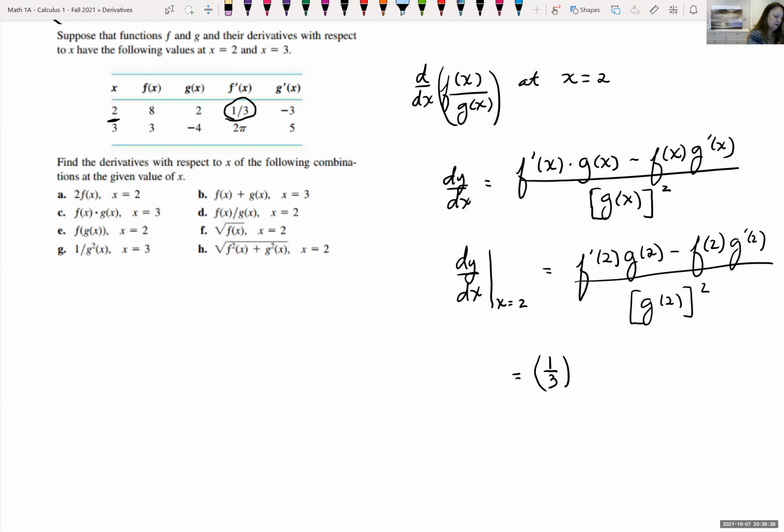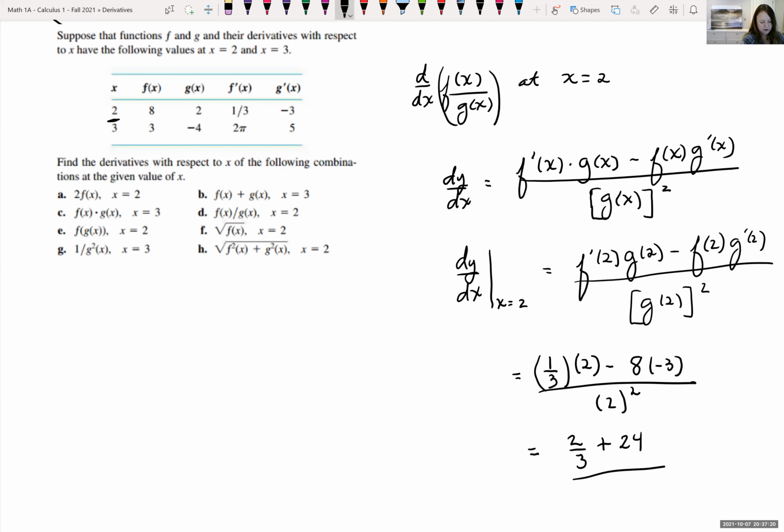So g of 2, well, at x equals 2, g of 2 is 2, so times 2, minus f of 2. So f of 2 gives us 8 times g prime of 2. So g prime of 2 gives us -3 all over g of 2, which is 2, quantity squared. So 1/3 times 2 is 2/3. I have plus, because 2 negatives multiplying is positive, 24 all over 4.